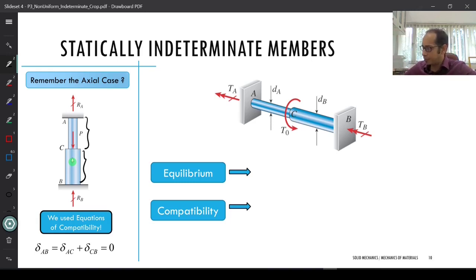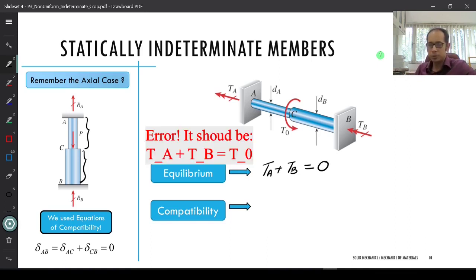Similarly, for the case of the torque, we can also write the equilibrium equation for this one. Here you see the internal torque T naught. Now the directions are important. If you do your finger curling for the T naught, you will see that the double arrow for T naught points towards this direction, and these are your reaction torques that you have here. So I can write here, I have my TA plus TB equals 0, right? And what is the compatibility?